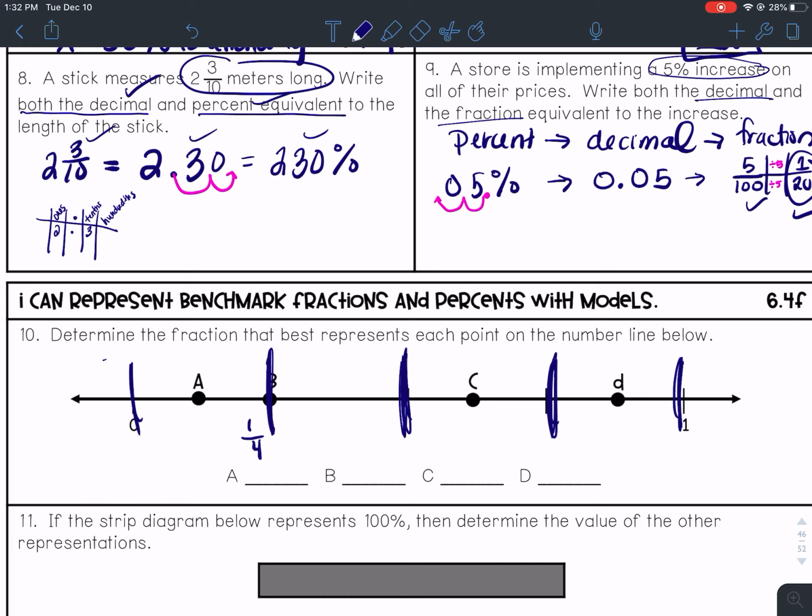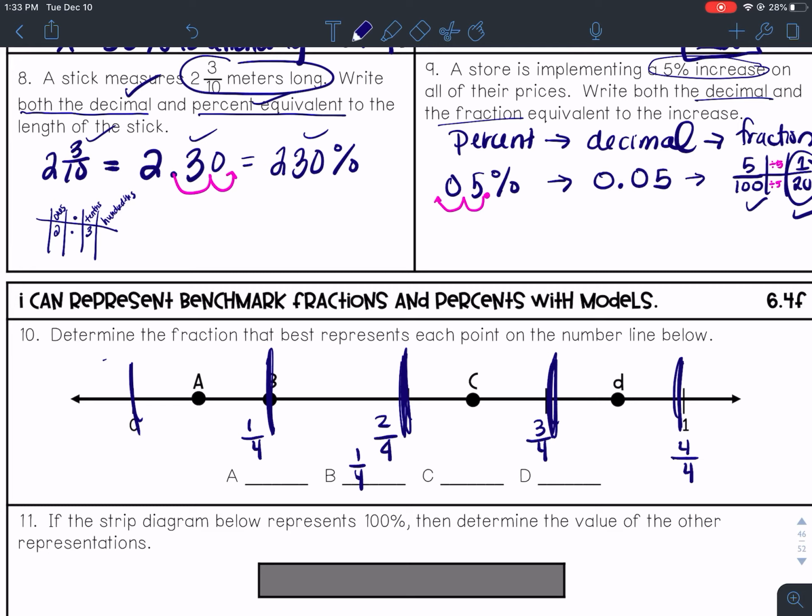This one over here is the second one out of my 4. This is the third one out of my 4. And this right here is 4 out of my 4. Okay, so that gives me the answer to B. 1 out of 4.